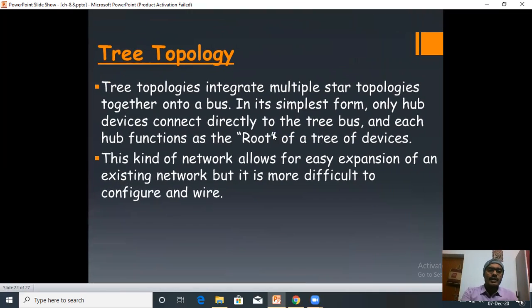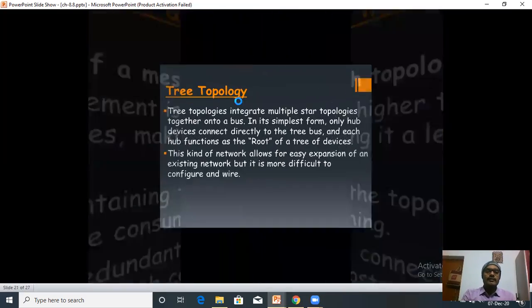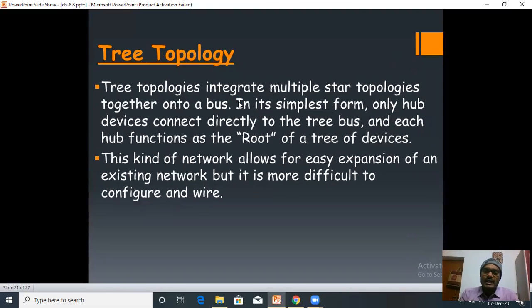Now coming to the next point, the first point of tree topology: the tree topology integrates multiple star topologies together onto a bus. In its simplest form, only a hub device connects directly to the tree bus. A hub device is used which connects directly to the tree bus, and each hub functions as the root of a tree of devices. So this is clear to you. Each hub functions as the root of a tree of devices.